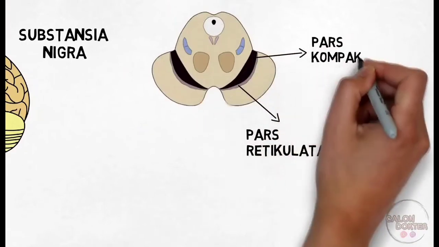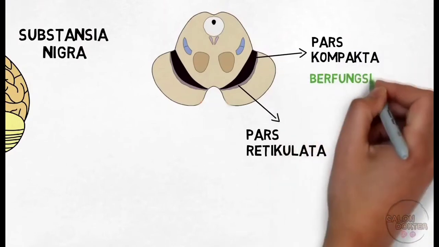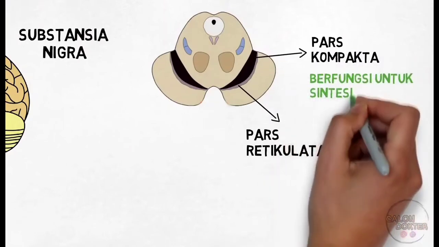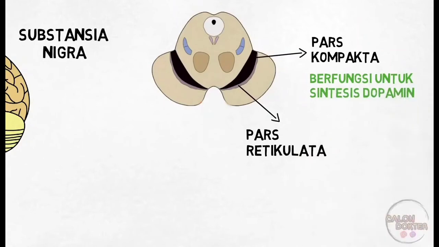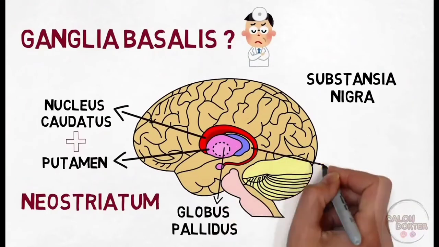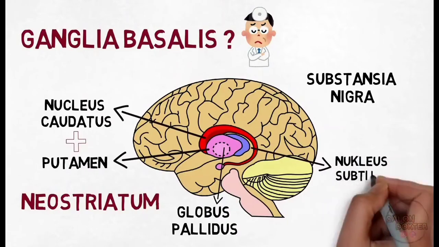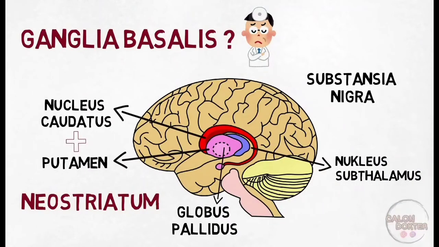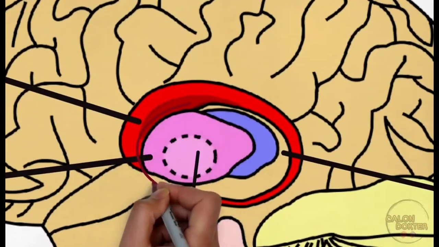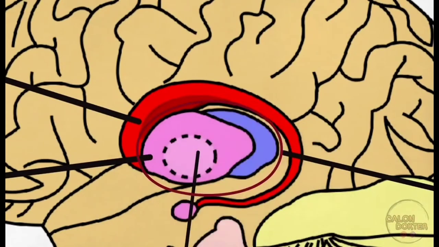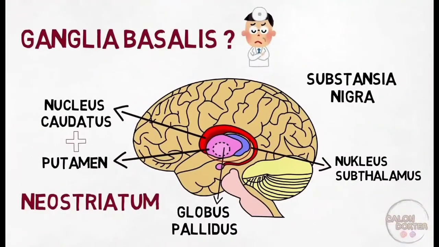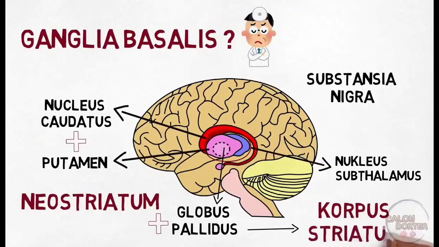gelap melanin yang berfungsi untuk sintesis dopamin dan menyalurkannya menuju nukleus caudatus dan putamen. Nukleus subthalamus yang sesuai dengan namanya terletak di bawah dari talamus dan di atas dari substansia nigra. Struktur globus pallidus dan putamen disebut juga sebagai nukleus lentiformis, sedangkan struktur neostriatum dan globus pallidus disebut sebagai corpus striatum.